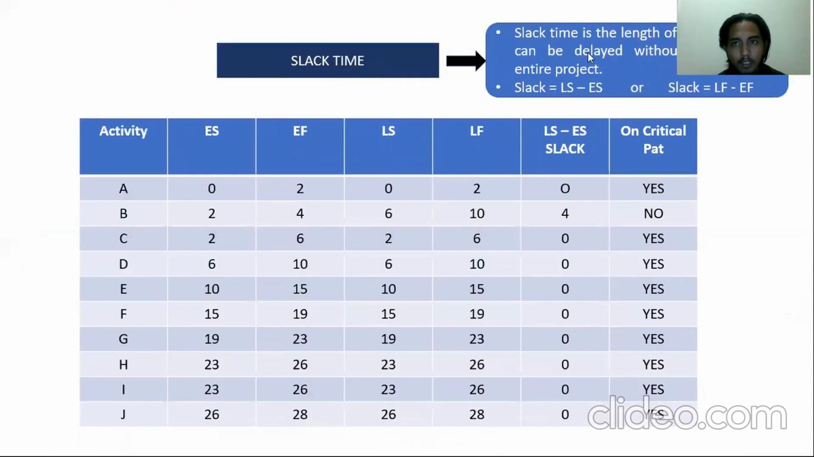For the slack time, it is the length of time an activity can be delayed without delaying the entire project. The slack is equal to LS minus ES, or slack equal to LF minus EF. So this is the table for all the activities, which shows the only activity that has a slack time, meaning that it can be delayed 4 days without delaying the entire project.